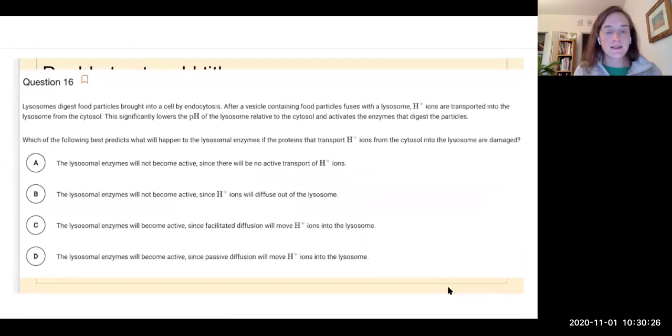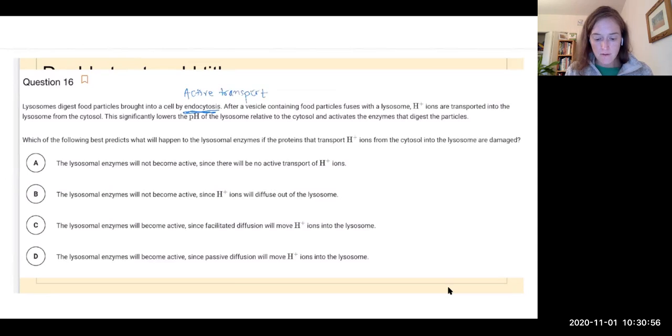So we're looking at question 16 from the personal progress check. Okay, so lysosomes digest food particles brought into a cell by endocytosis. First things first, I'm already thinking we're talking about active transport here because we're talking about endocytosis. So I'm already thinking this is active transport.